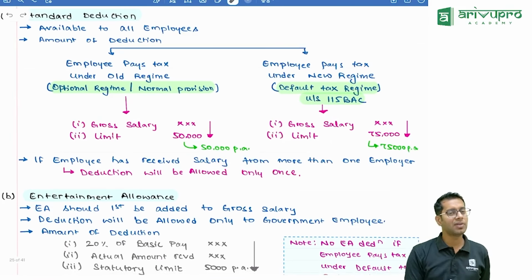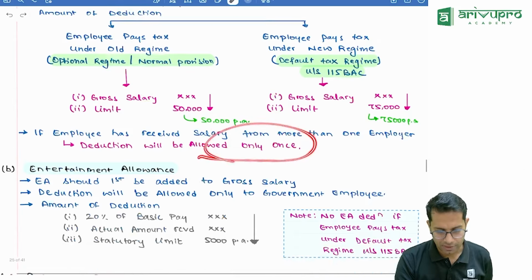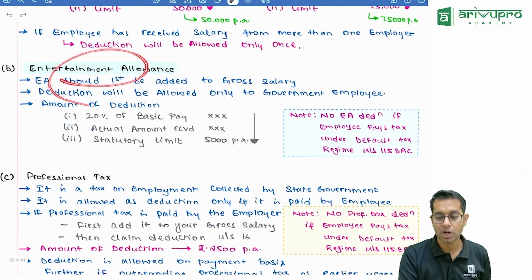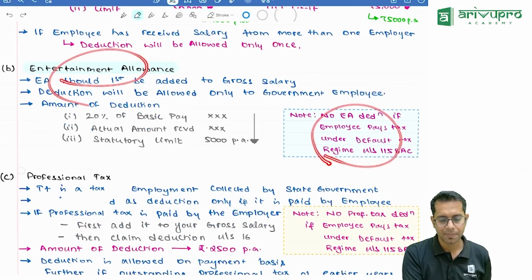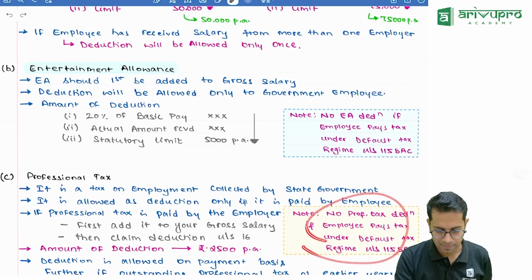Sir, what if I am working at more than one place? Will I get standard deduction, sir? Only once. Standard deduction will be given only once. And entertainment allowance is not available for default tax regime. Professional tax deduction also is not available for default tax regime.